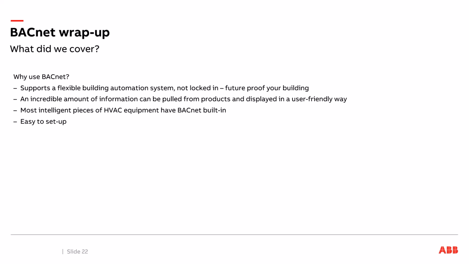Why use BACnet? Well, it supports a flexible building automation system, so you're not locked into any particular vendor, which really allows you to future-proof your building. You can use any products in the future. Heck, BACnet itself is continuously evolving. Newer products will support newer revisions of BACnet. That's part of that PICS statement. So your building is really future-proof if you standardize on BACnet. If you're standardizing on some proprietary protocol, you're really going to be limited, and if that company goes away or decides to abandon that proprietary protocol, you might be in a tough spot on how you want to handle updating your building in the future.